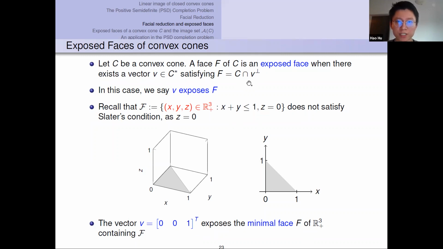Indeed, if you check the definition, the face F is everything in the feasible set intersecting what is orthogonal to V. But what is orthogonal to V is everything that has 0 in the last entry, because if you multiply V by a non-negative vector, the last entry has to be 0 here. And that eliminates the third dimension here.